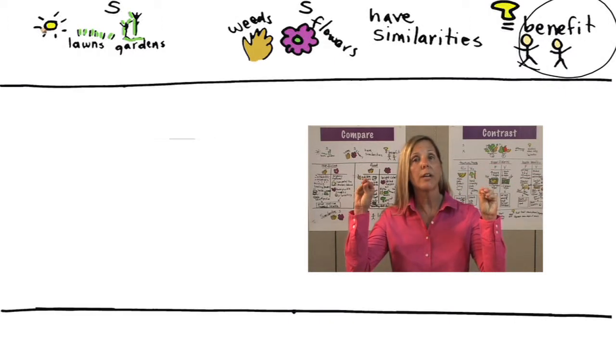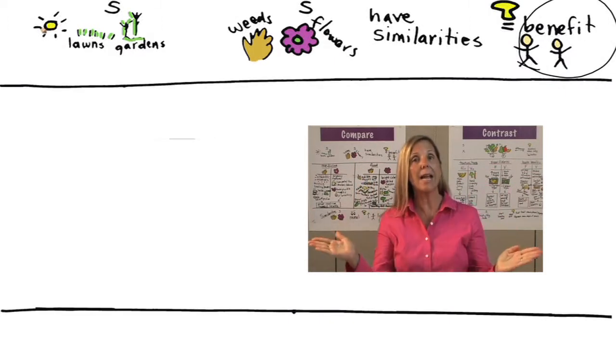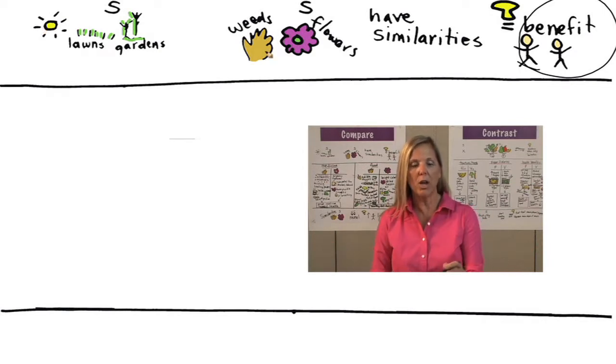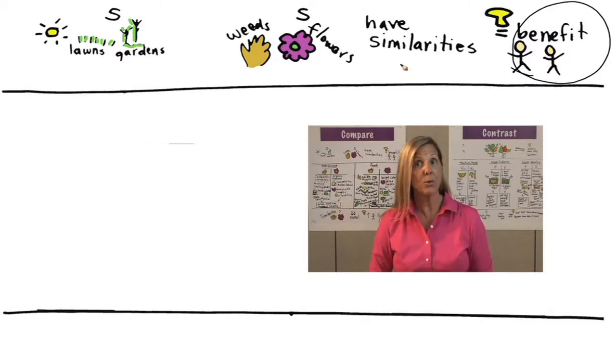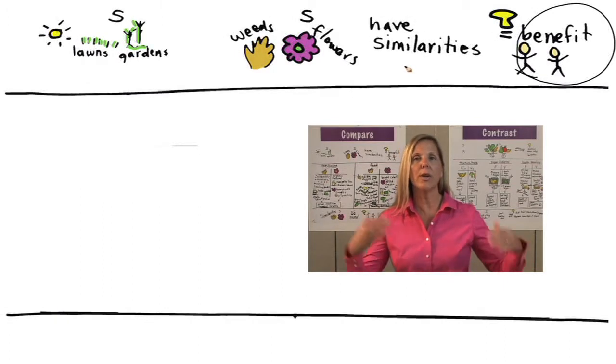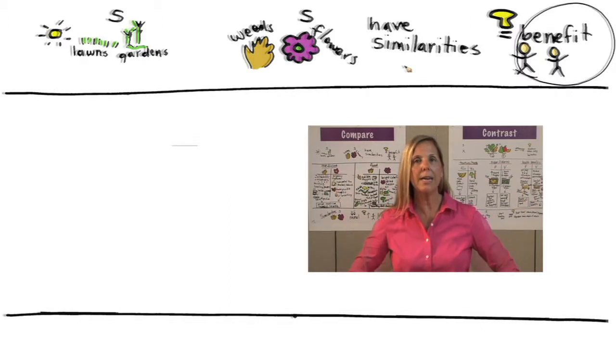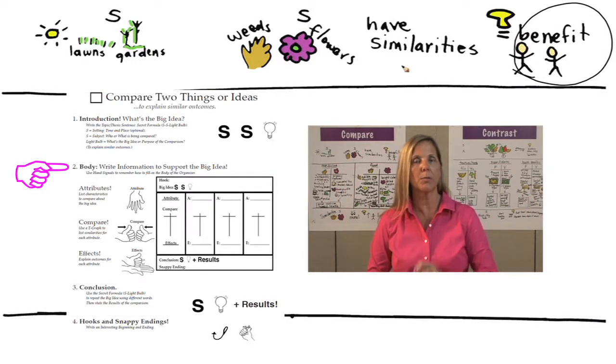We now have our introduction, our step 1, the big idea, the thesis statement. What is this whole paper about? We know that it's about how weeds and flowers have similarities that benefit people's lives. Next, we're going to go into the body. What do we need to do in the body? Here come our hand signs.